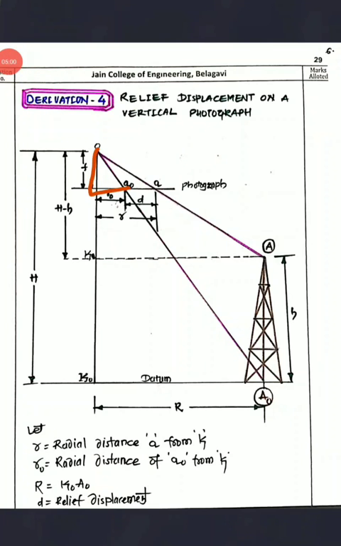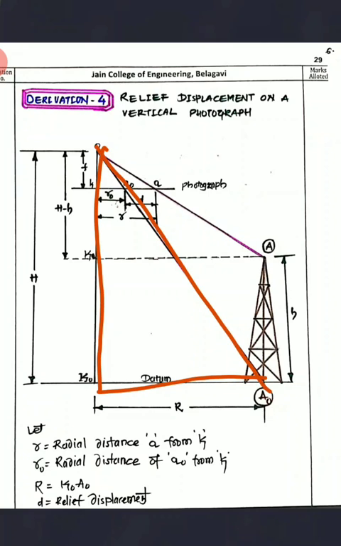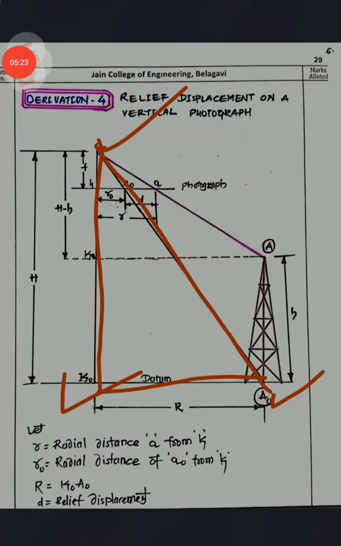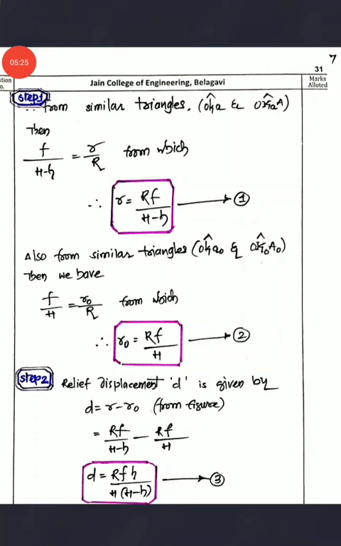Now this is one triangle, that is O, K and A naught, and one more triangle I am going to take here. This is the bigger triangle, that is O, K naught and A naught. This triangle I am going to take. So by these two similar triangles I will have the equation, that is r naught is equal to Rf divided by H. Now two equations are there. Equation 1 is about r, equation 2 is about r naught.